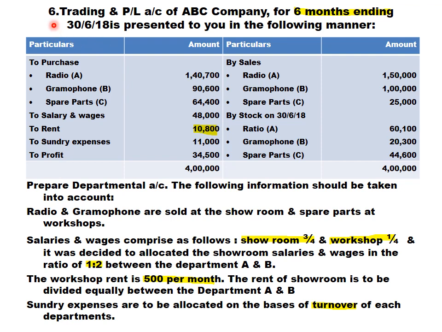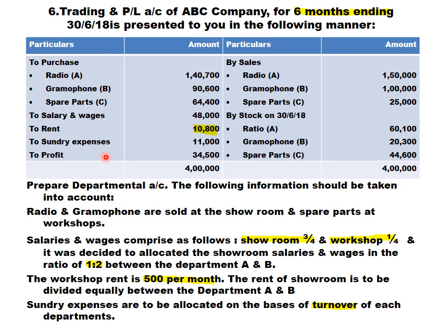So students, we are going to work out the 6th problem in the series regarding departmental accounts. The trading and profit and loss account of ABC company for 6 months ending 30th June 2018 is presented to you in the following manner. We have purchases for department A, B, C. There are 3 departments. Department A deals with radio, department B deals with gramophone, department C deals with spare parts. So the names of the departments are A, B, C.